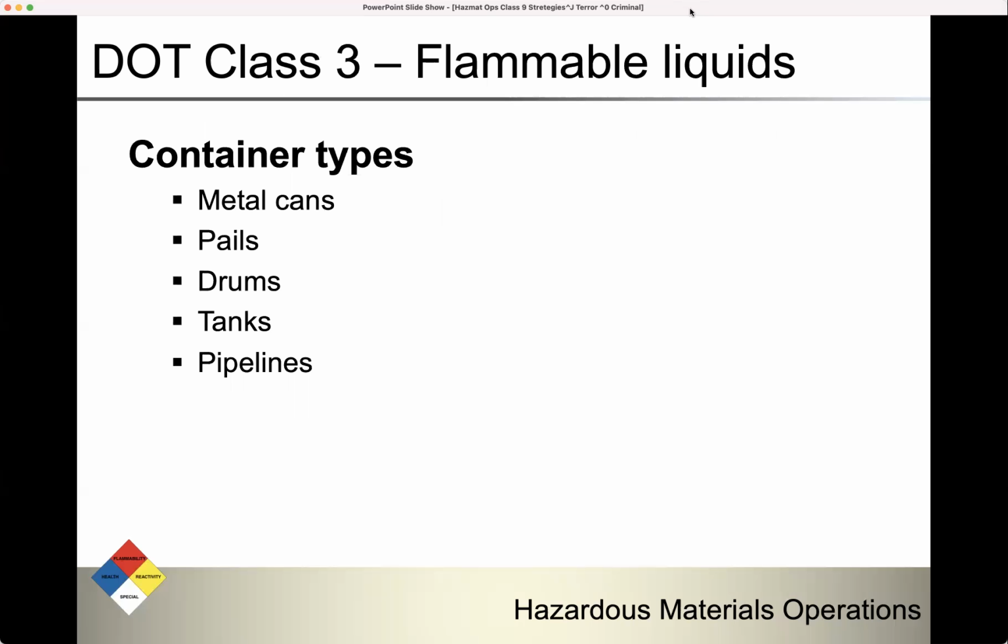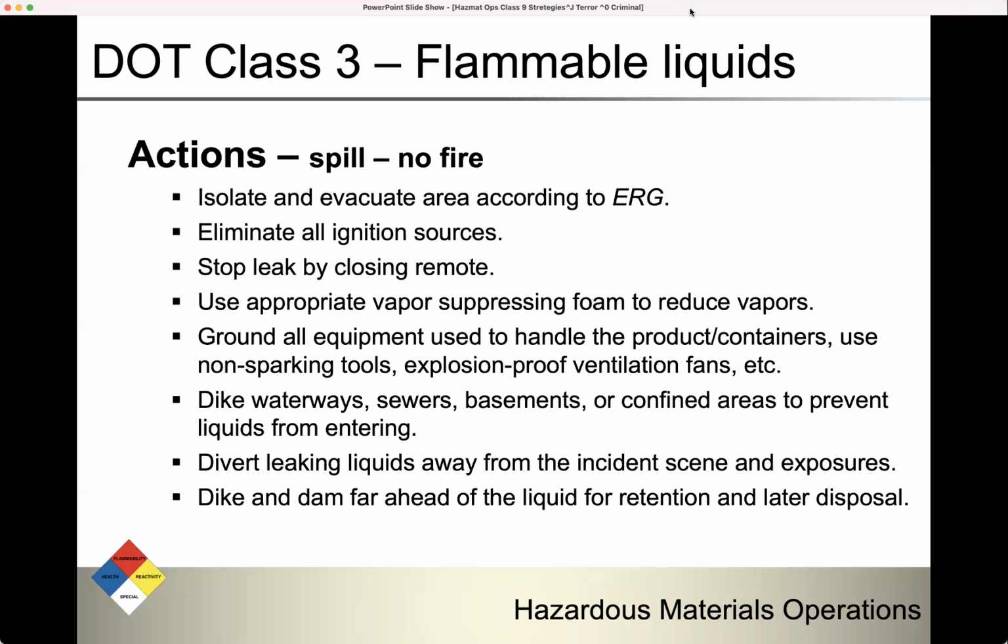All right, things are going to change up a little bit with class 3 flammable liquids. Container types you're going to see these materials in are metal cans, pails, drums, tanks, tankers, pipelines. So we have a flammable liquid that's spilled, but no fire. We're going to use that ERG, isolate and evacuate, eliminate all ignition sources. We're going to turn off power. We're going to keep vehicles away. We're going to stop any leaks from the normal piping by closing a remote valve. Use vapor suppressing foam to reduce vapors if we need to.